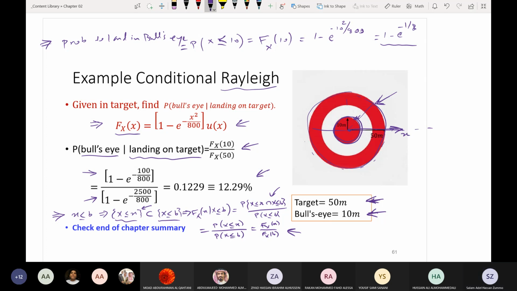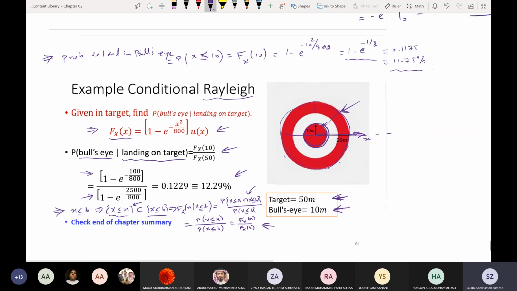Any volunteer? Yes, Doctor. 0.1175, which is 11.75%. So basically, without knowing that I am in the target, the probability that I hit the smaller red circle is 11.75%. Now, if I know that I already landed in the target, the probability that I hit the smaller circle increases. Okay? Is the idea clear here, guys? The example?